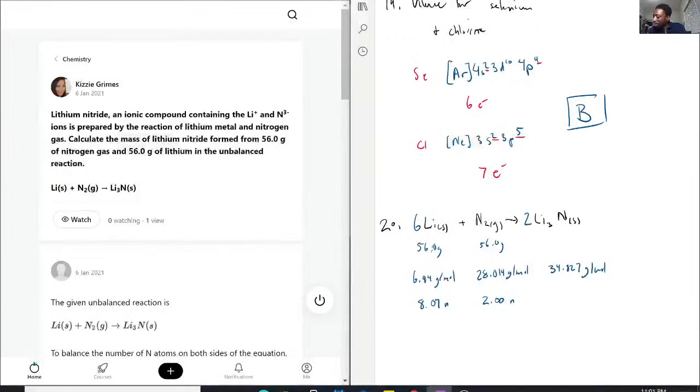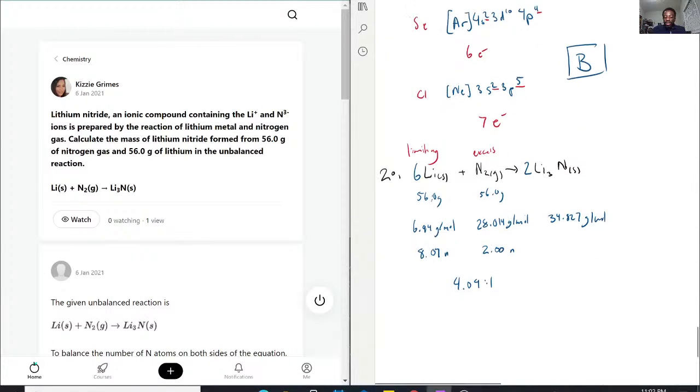The 8.07 divided by the 1.99, and as I thought, we have like a 4.04 to 1 ratio. So it's not a 6-to-1 ratio. With that being said, lithium is actually our limiting reagent, and nitrogen gas is in excess. Okay? So that means we're going to calculate the mass of lithium nitride formed based on the mass of the lithium we used here, since it is going to run out first, and that's going to be the maximum amount of lithium nitride we can get.